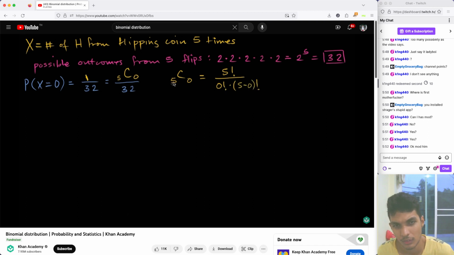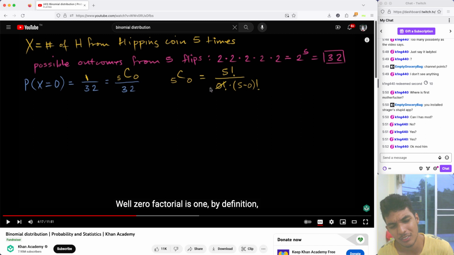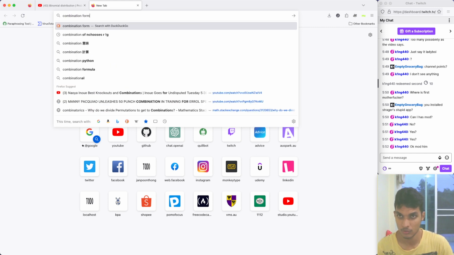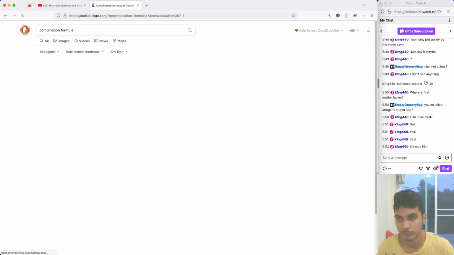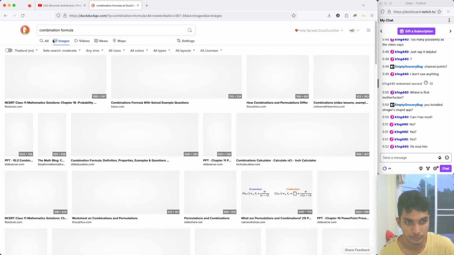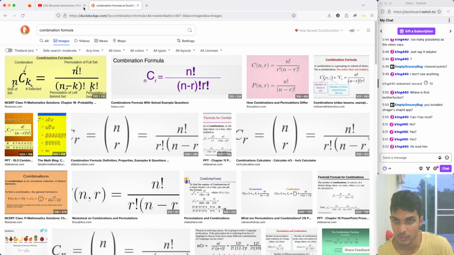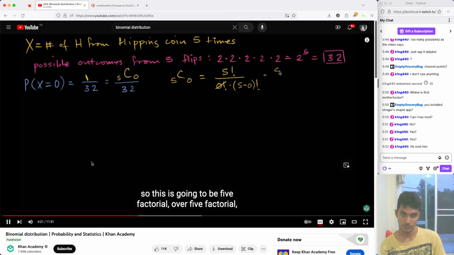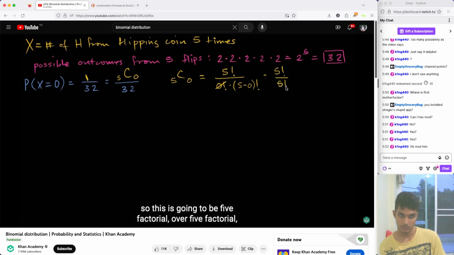Well, this is 0 factorial, which is 1 by definition, and so this is going to be 5 factorial over 5 factorial, which is equal to 1. Once again, I like reasoning through it instead of blindly applying a formula, but I just wanted to show you that these two ideas are consistent.